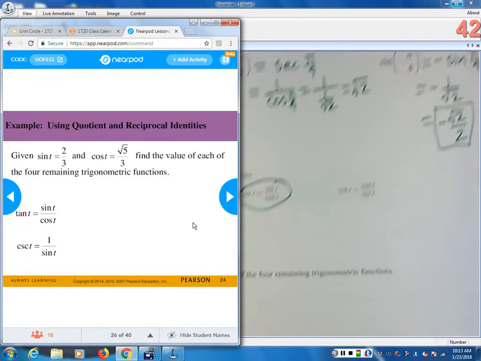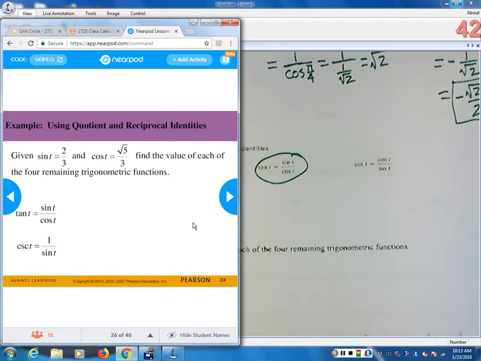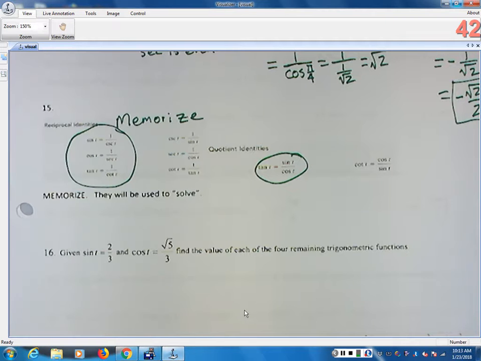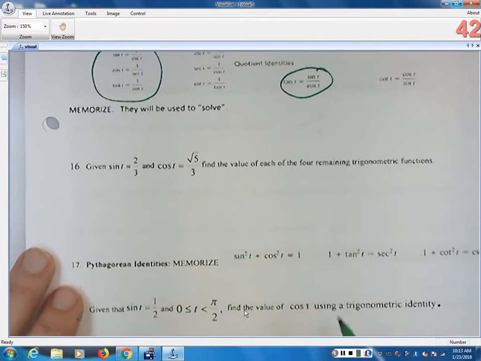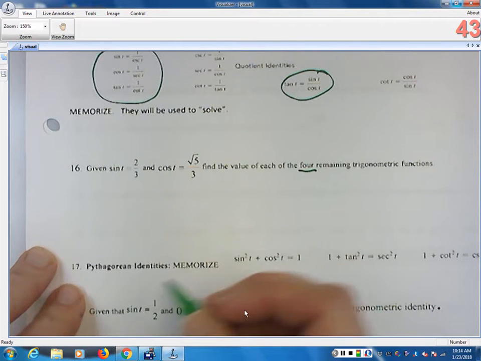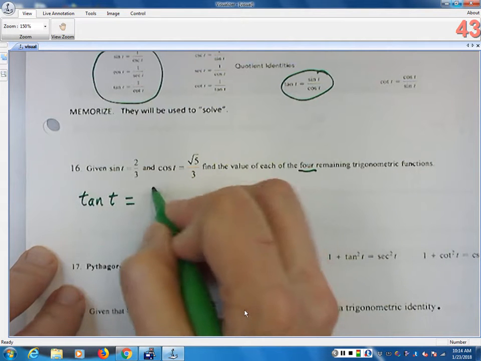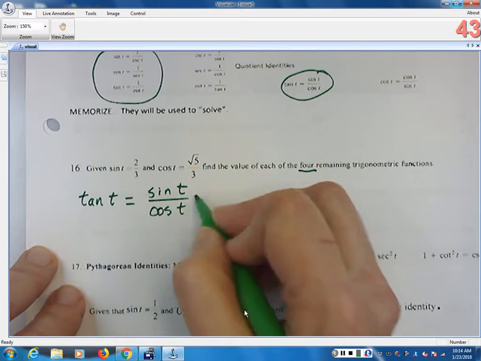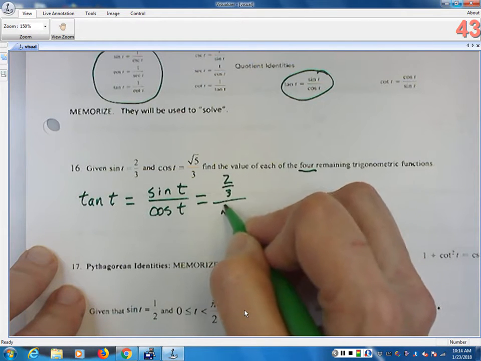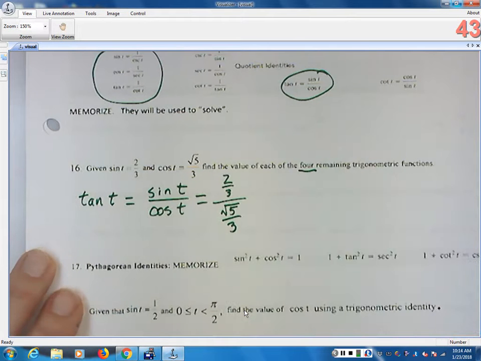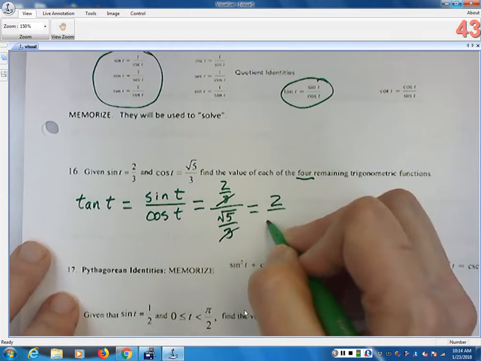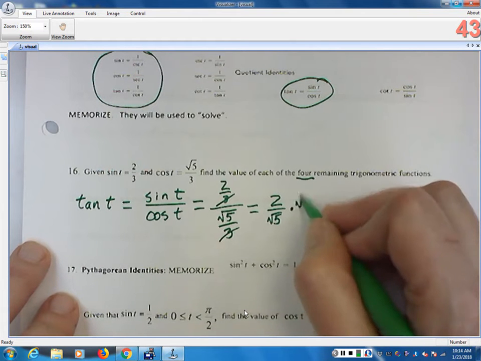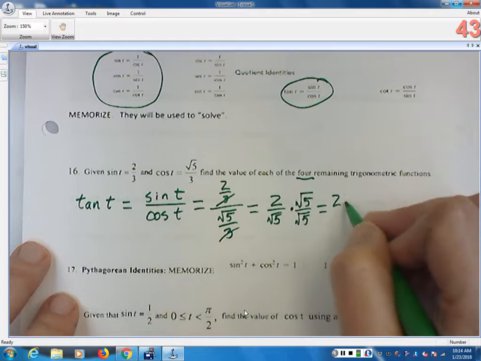Okay. And so now if you're given two of the functions, sine of t equals 2/3 and cosine of t equals square root of 5 over 3, then we can find the remaining 4 trig functions using these properties. So if we need to find tangent of t, it's sine of t over cosine of t, which is 2/3 over square root of 5 over 3. You flip it and cancel, or these 3's cancel. You get 2 over the square root of 5. You need to rationalize that, multiplying by square root of 5 over square root of 5. It's 2 square root of 5 over 5.